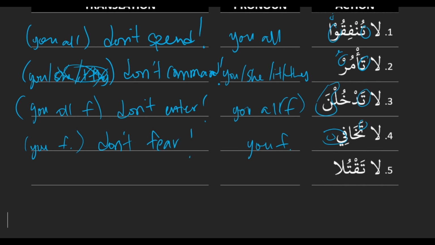Okay. لا تقتلا. So the alif tells us that there used to be a noon there, so it's ani. Ta plus ani is both of you. Good. And so both of you do not qatala, kill. Don't kill. Okay, makes sense to forbid someone from doing that. Yes. So in summary, la followed by a bald action makes a forbidding.